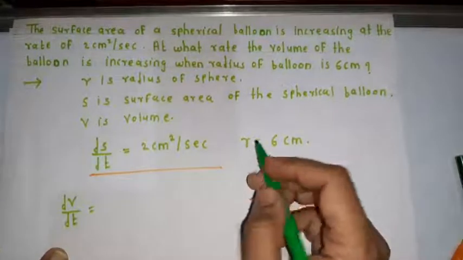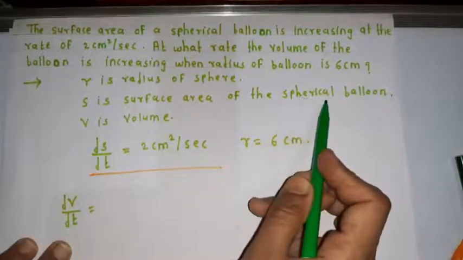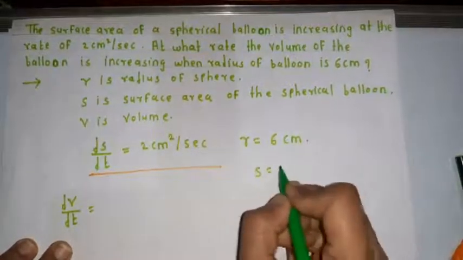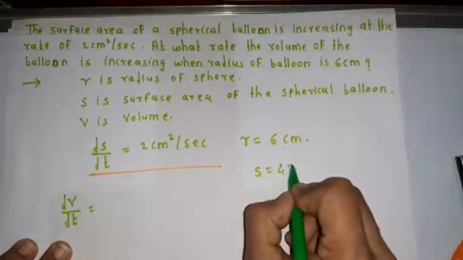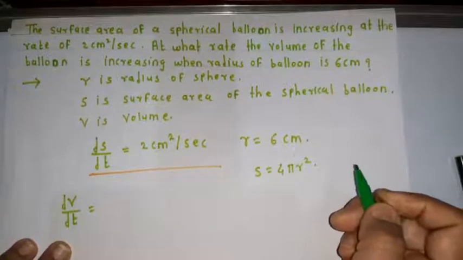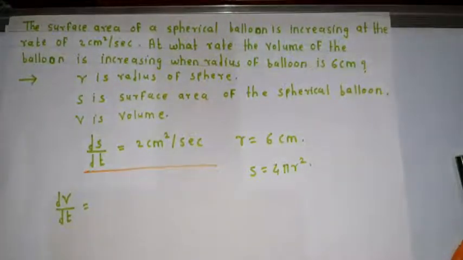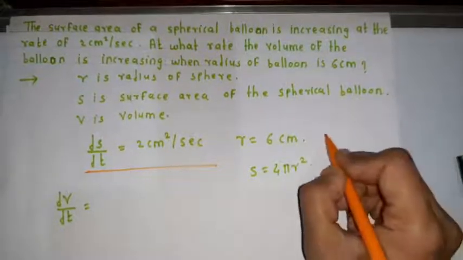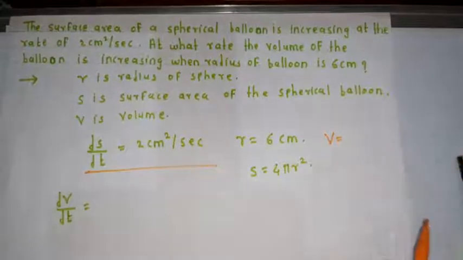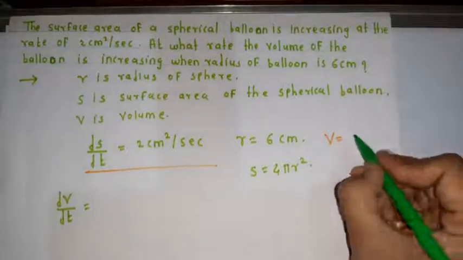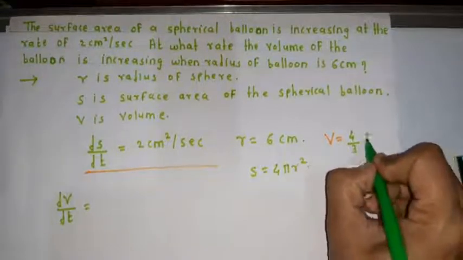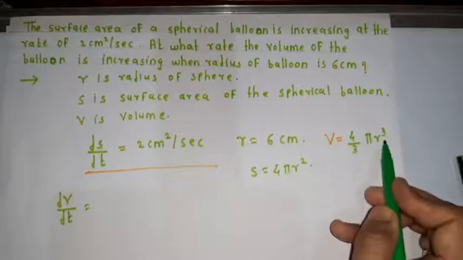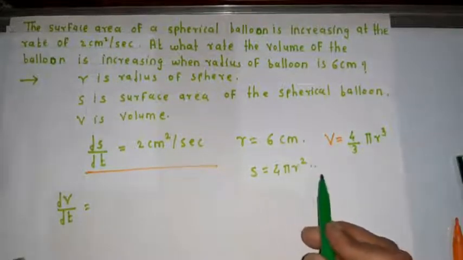First we must know the surface area of the spherical balloon, that is S equals 4 pi r square. This is the surface area, and they have given ds by dt. Then V is the volume, and the volume of the sphere is 4 by 3 pi r cube. Surface area is 4 pi r square.